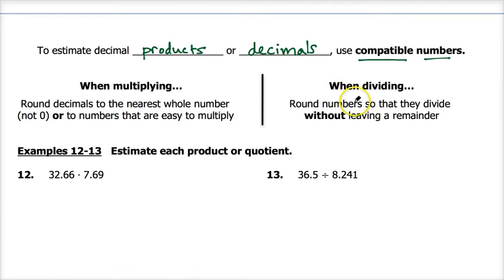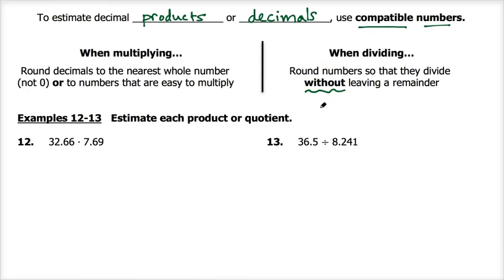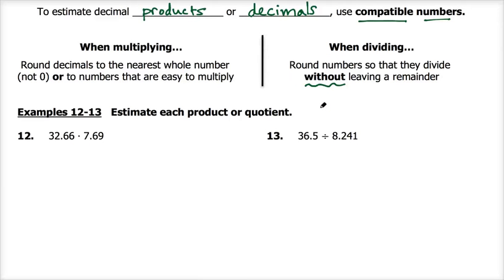When you're dividing, we round numbers so that they can divide without leaving a remainder. Okay, so it's not always to the nearest whole. Sometimes it's rounding down so that it becomes a number that's really easy to divide in your head.